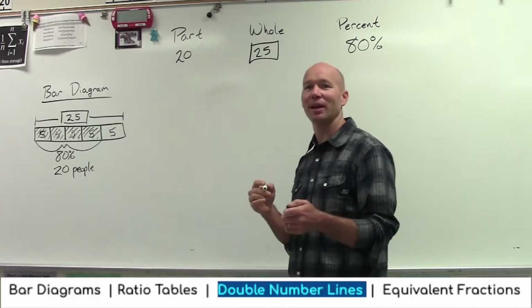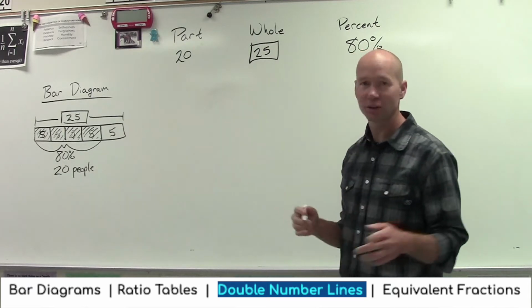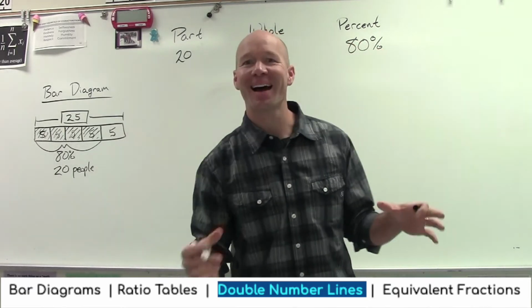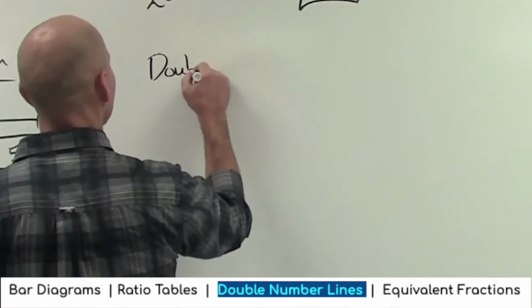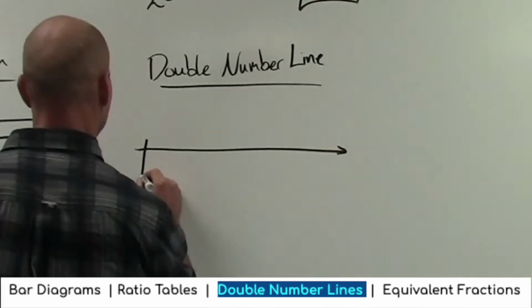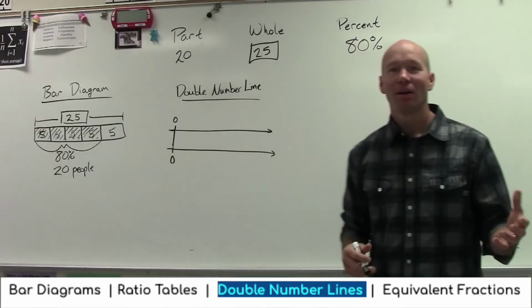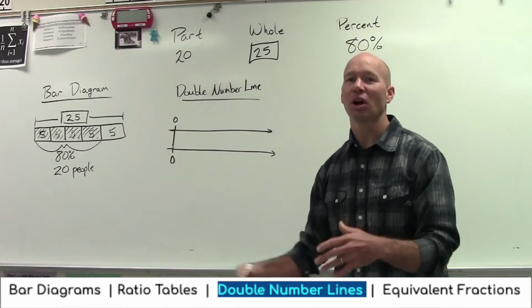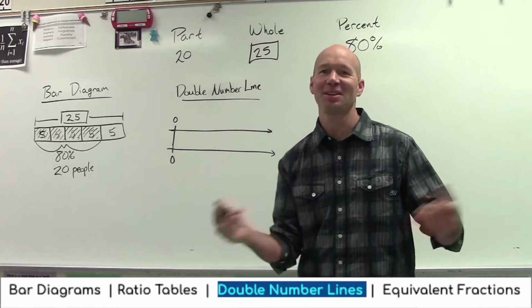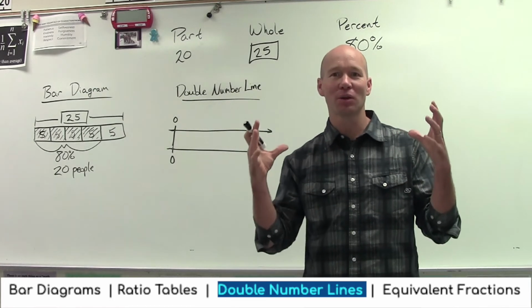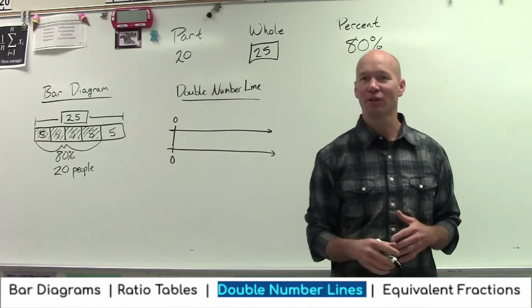Now let's do a double number line first. And remember, double number lines are my favorite method. So let's write that. All right, double number lines are my favorite method of working with percents. Maybe you're going to find that too, but it doesn't matter. You can use whatever concept works really well for you.